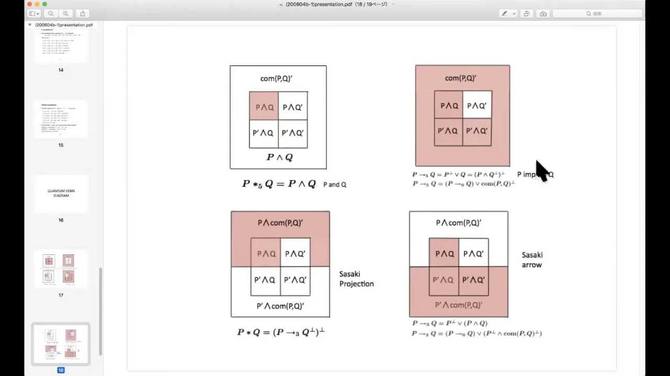And then we consider the Sasaki arrow and Sasaki projection. The Sasaki arrow does not have the whole negation of the commutator, but just the non-P part of the orthogonal complement of the commutator. And dually, the Sasaki projection has the AND operation plus the P part of the negation of the commutator.